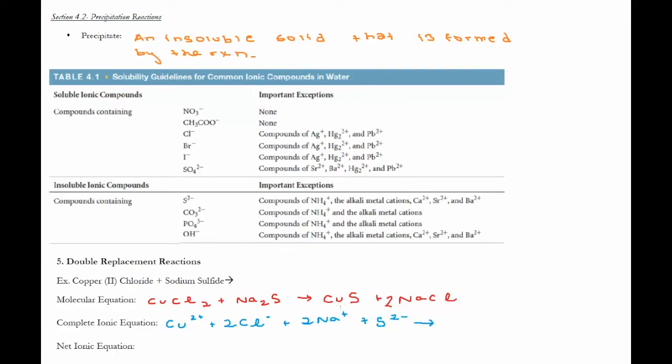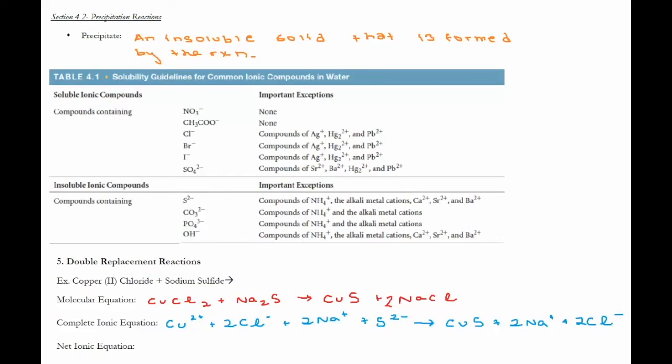Okay. Then I look at copper sulfide. Well, all sulfides are insoluble, meaning they're going to stay together unless it's with ammonium, alkali metals, calcium, strontium, or barium. So this is going to stay together, so CuS. And then sodium chloride is soluble because you've got an alkali metal, which is always going to be soluble, so Na+, and 2 chloride ions.